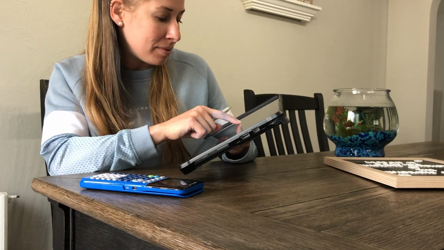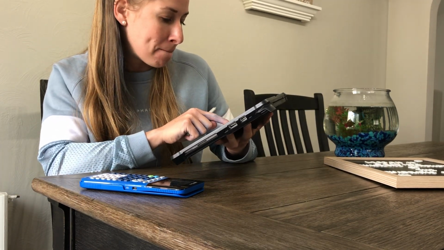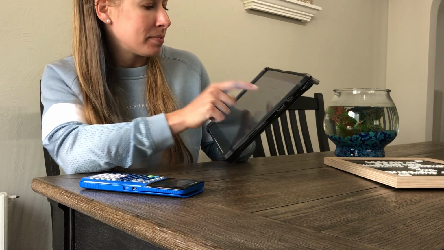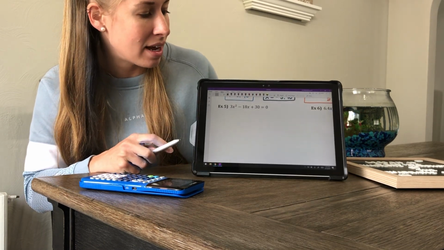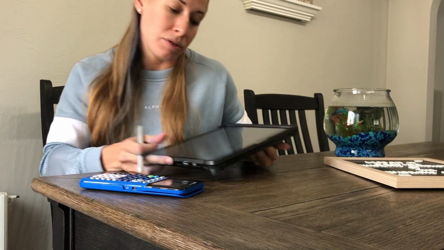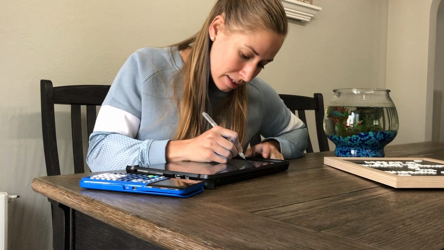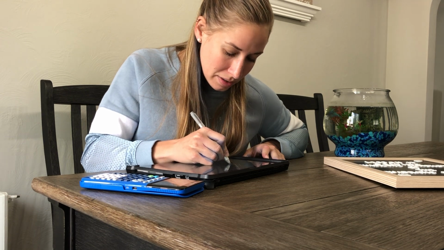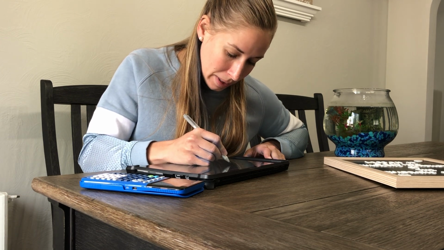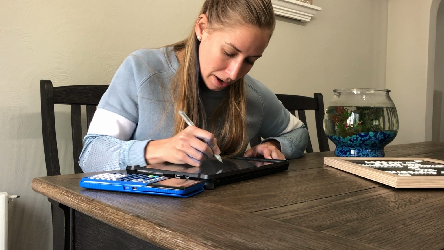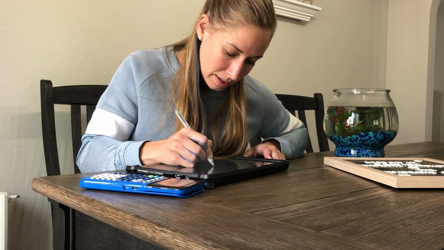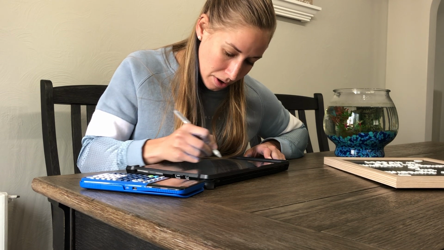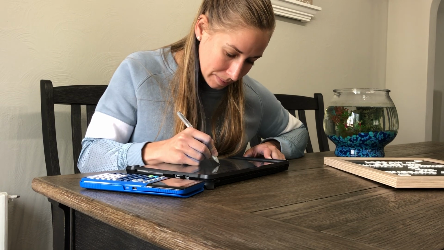Number 5, I do want to show you number 5. 3x squared minus 18x plus 30 equals 0. So using the quadratic formula, x equals the opposite of b plus or minus the square root of b squared minus 4ac all over 2a.